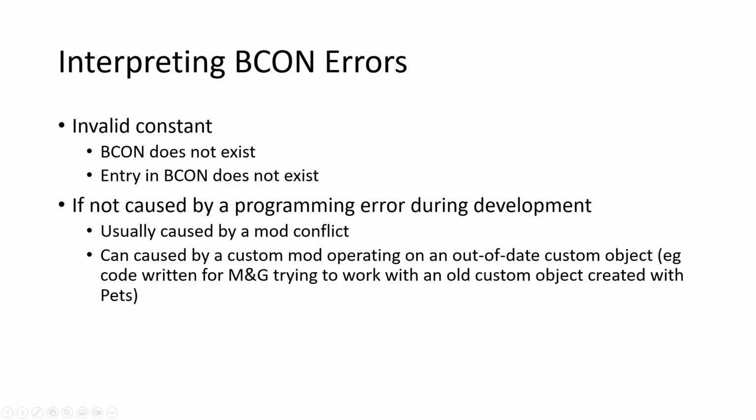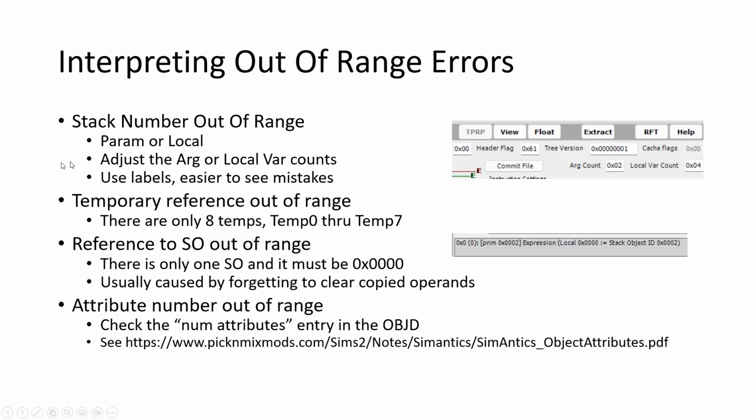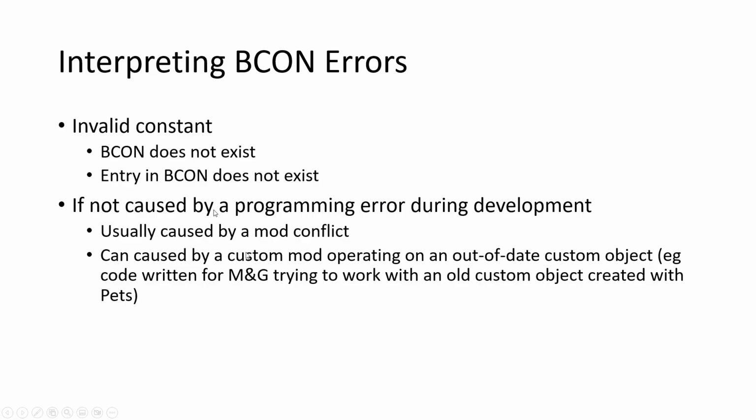So the coding ones, the previous slide, out of range errors, these are usually quite easy to find. The beacon errors require slightly more Sherlock Holmesing around to actually work out why it occurred before actually trying to fix what's wrong.